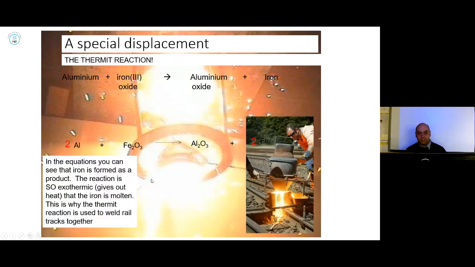Just to point out why this is an important reaction, this is actually highly exothermic. Hopefully you know that term means it releases heat. And you can see here that the heat is sufficient to actually melt the iron. This is why the thermite reaction is used to weld railway tracks together. The reaction takes place in this vessel. They start with aluminium oxide powder, iron oxide powder and aluminium powder. They light a fuse, they step back, and after the reaction is completed, they let the molten iron pour out the bottom.